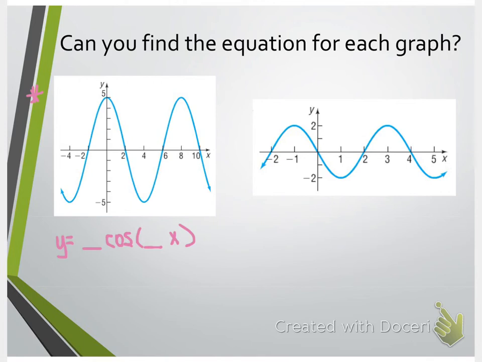The amplitude is the number that gives you how high and how low the sine and cosine curves go. Here it goes up to 5 and down to -5, so the amplitude is 5. Now look at this. The period, the time before it starts repeating, is 8.